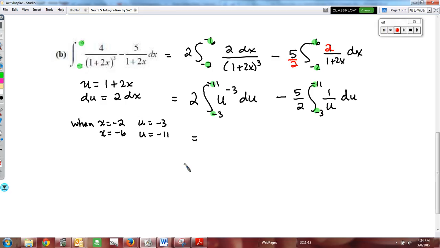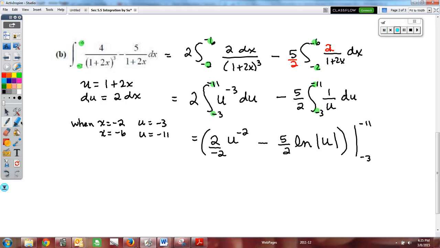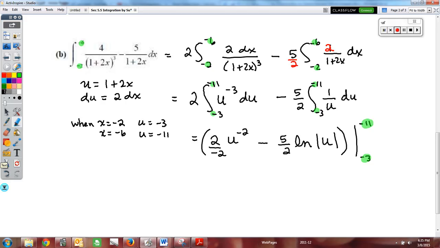Now I'm ready to do my integration. I'm still doing a definite integral, so I've shown I've got definite in every step. I do my power rule, so 2 u to the negative 2, add 1 and divide by negative 2, minus my 5 halves. Now I'm in log rule, natural log, absolute value of u. And notice I didn't put the definite integral here, because it's the same bounds on both of them. So I might as well just wait to the end and do negative 3 to negative 11. So what starts as a definite integral must be a definite integral all the way through the problem.